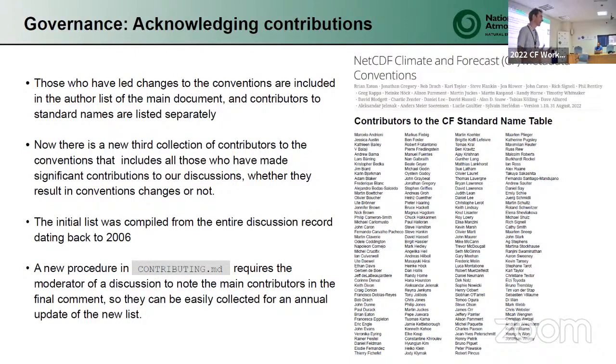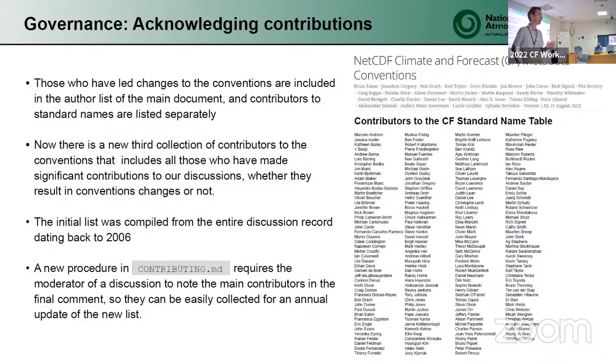But this is still clearly contributing to the whole CF community. So the initial list was compiled by going through the entire discussion record, on whatever medium it happened, dating back to 2006. A list of names was compiled as to who had made significant contributions, which is, of course, a judgment call, and they've already made some adjustments. And a retrospective look is quite difficult.